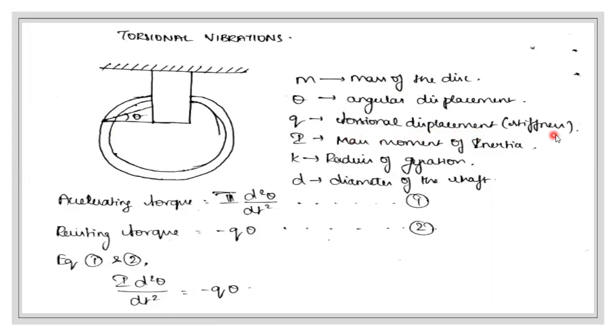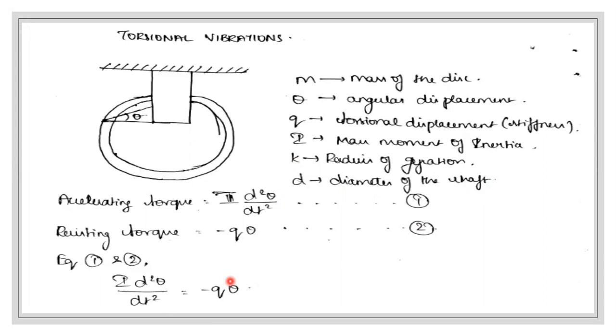Torsional stiffness is denoted by small q, and mass moment of inertia is capital I. Radius of gyration is denoted as K. Diameter of the shaft is denoted as D. So actually what happens here is, we can compare this setup with the spring setup which we have seen in the equilibrium method for determining the natural frequency.